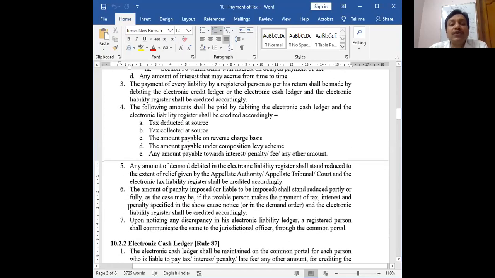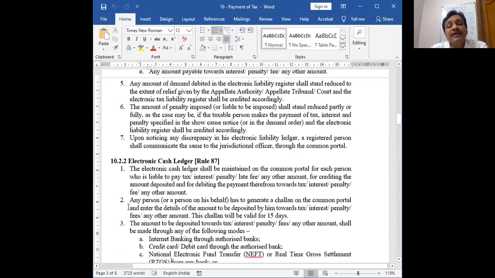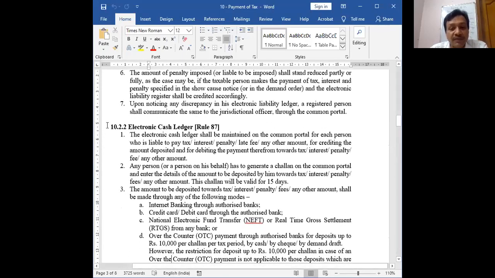Now there is no need to read all these points of the electronic liability register. You can refer to only 3 or 4 points maximum for a theory question. That's it. Similarly, you can learn around 3 or 4 points of the electronic cash ledger. Let me show you this electronic cash ledger. Again, it is also necessary by default. Cash ledger will always be maintained on the common portal for each person who is liable to pay tax, interest, fee, penalty, or any other sum.